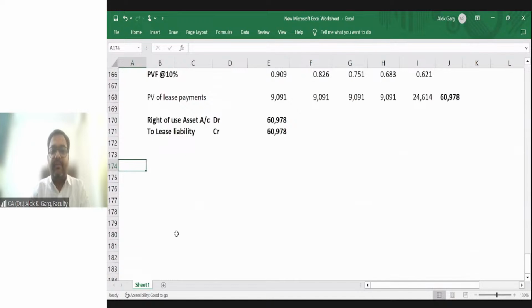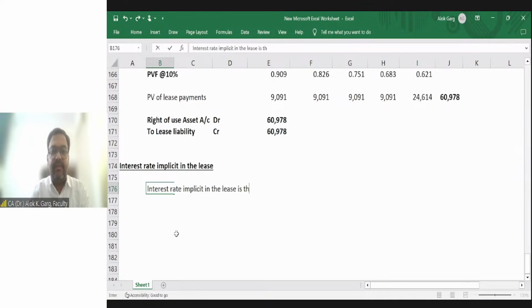So please write down the concept of interest rate implicit in the lease. Interest rate implicit in the lease is the rate which equalizes the below equation. And what is the equation?